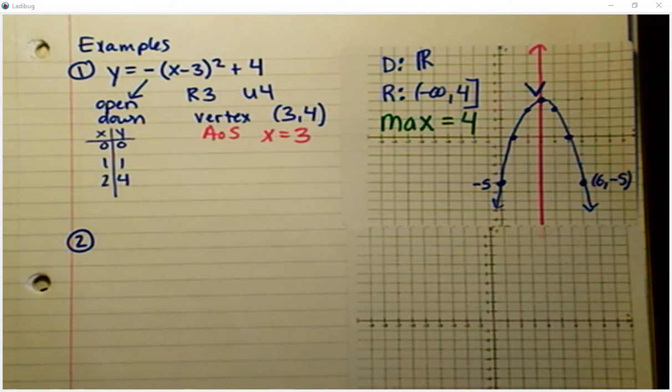Your domain would be all real numbers? Nope. Always all real.